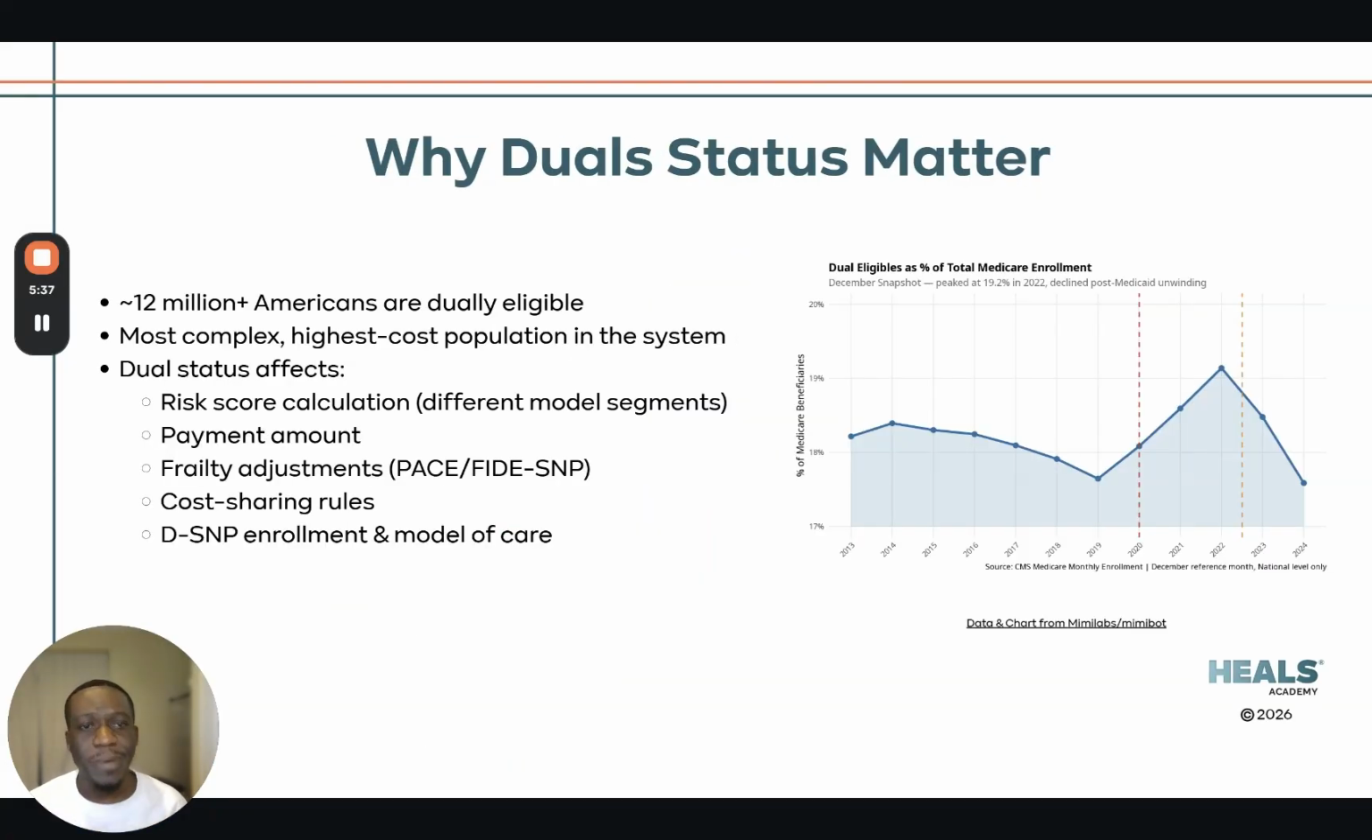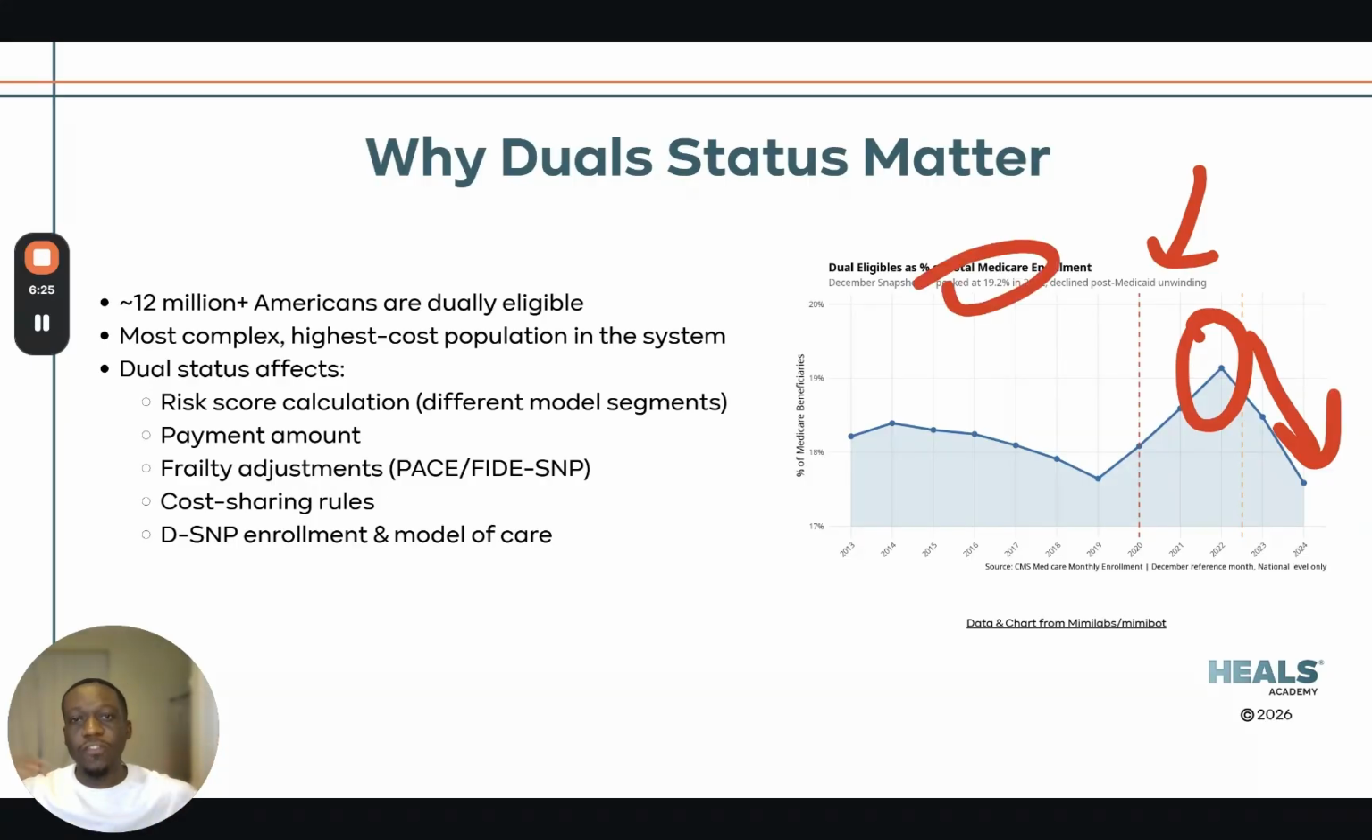Why does dual status matter? Looking at the chart over here, which was pulled from Mimi Labs, leveraging the CMS data, there are about 12 million Americans that are dually eligible, which is a little over 18%. There was a peak, and after the public health emergency, you can now see the dual population unwinding down. There are still over 12 million Americans who are dually eligible, and most of the duals are a complex and high cost population in the healthcare system, because of all the other social determinants of health that most of the dual population may have.